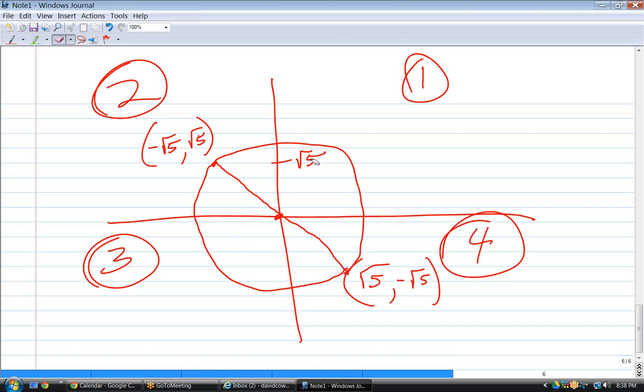Okay, let's lose that so it's not so confusing. Just remember, your diameters always go through the center of the circle.